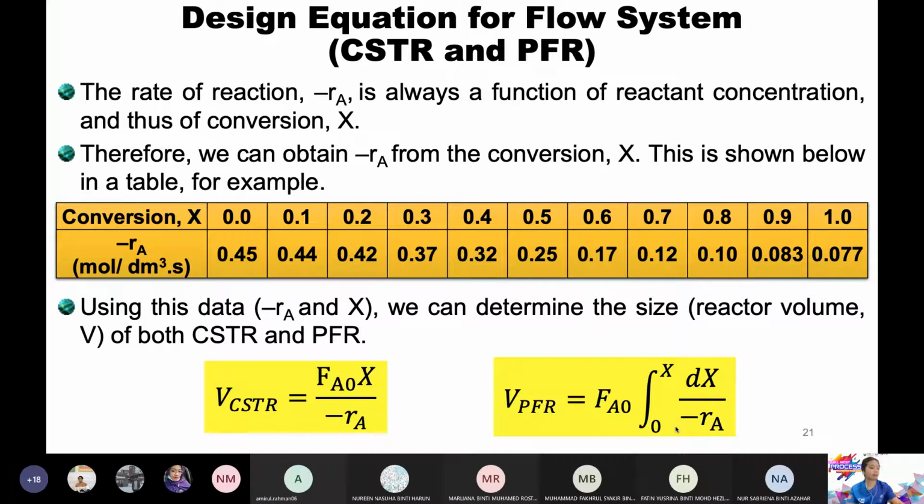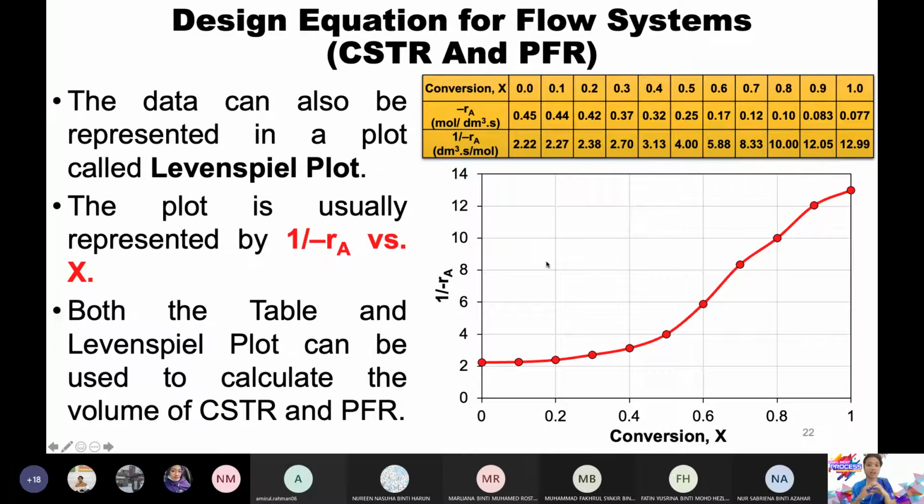Okay, alright. Now we talk about the table first before I go further on the calculation. Now that you understand how the equation is going to be used, we talk about the table first. Information dalam bentuk table yang tadi saya kata dengan kamu. The table can be in the form of X versus minus RA, meaning someone in the laboratory has already calculated for you. Untuk conversion kosong, berapa minus RA. Conversion 10%, berapa minus RA. 20% until 100%.